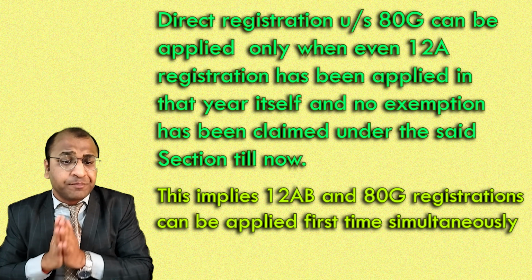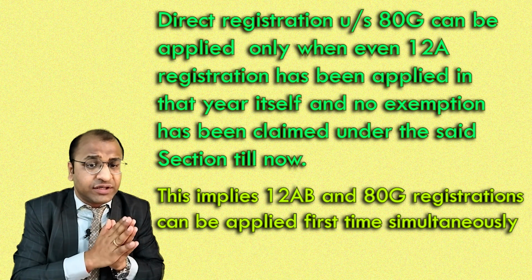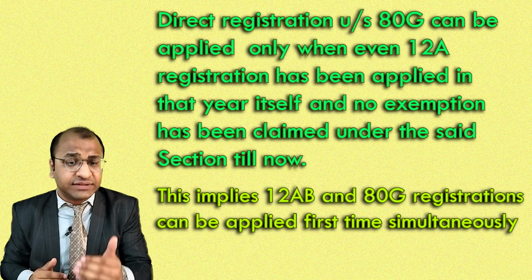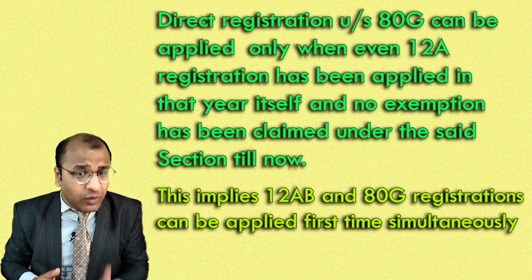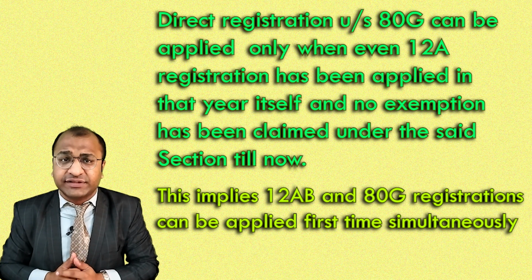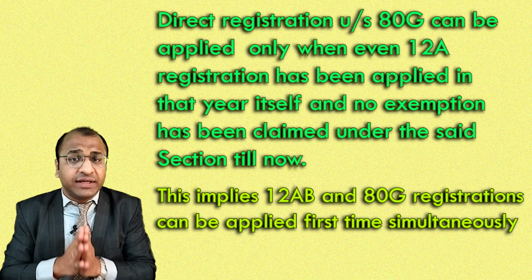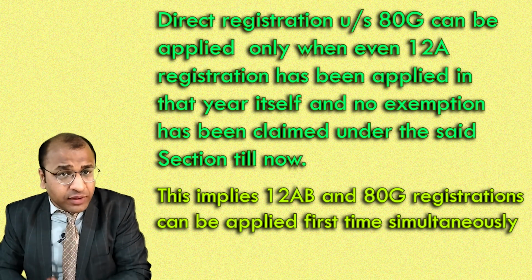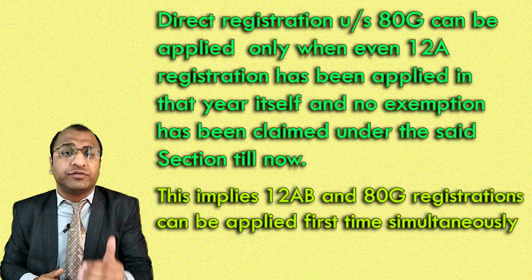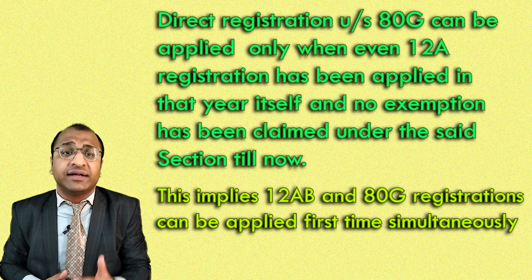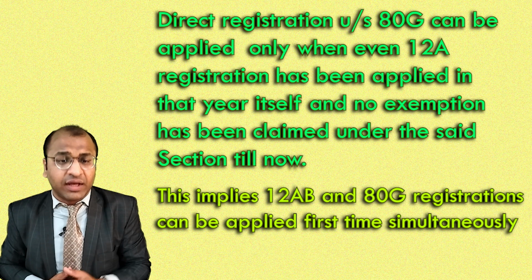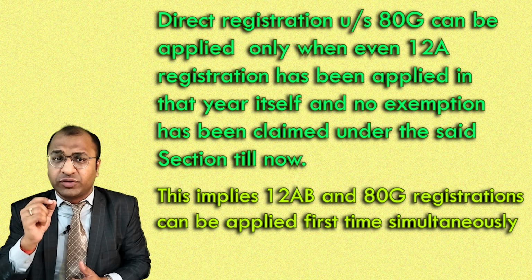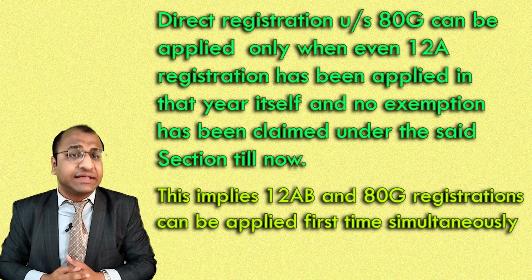If the organization was supposed to already register under section 12AB and has been claiming exemption in past years, and it wishes to now apply for section 80G registration first time, then in my opinion it needs to go through the normal procedure of applying for provisional registration first and then final registration. I hope now this confusion of applying for direct registrations under section 12AB and 80G is cleared.